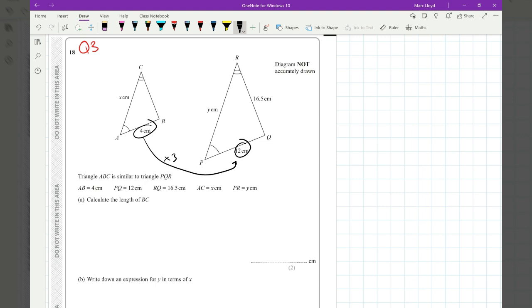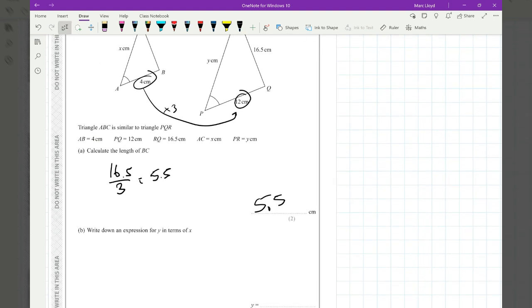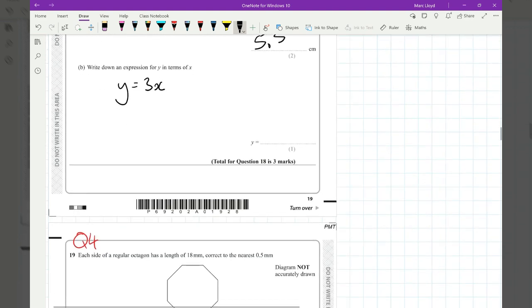It wants us to calculate the length of BC. So because we're going from big to small, rather than multiply, we're going to divide. So 16.5 divided by 3 is then going to get us the value. So 16.5 divided by 3, 5.5. So the value of BC is 5.5. Then it says write down an expression for y, so y equals, in terms of x. Well, in order to get y, we need to multiply x by 3, so y equals 3x. And that's that bit done.